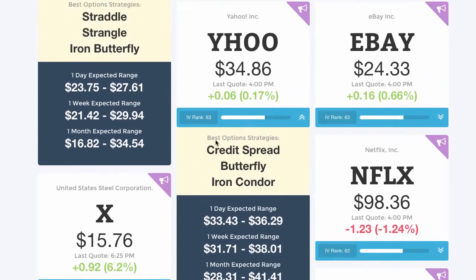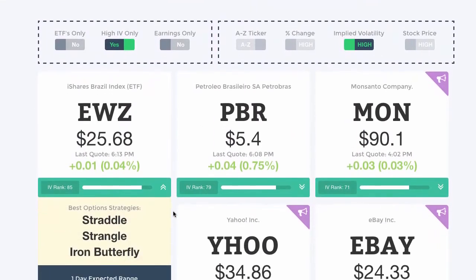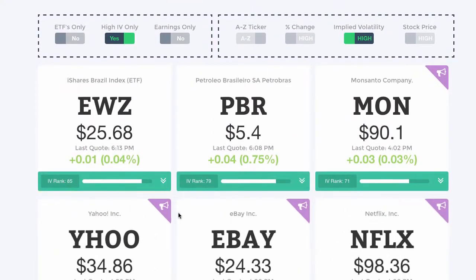So again, very easy for you to come in here every single day and basically scan through this watch list in 3 clicks or less and find everything that you need to find as far as potential high implied volatility trades.